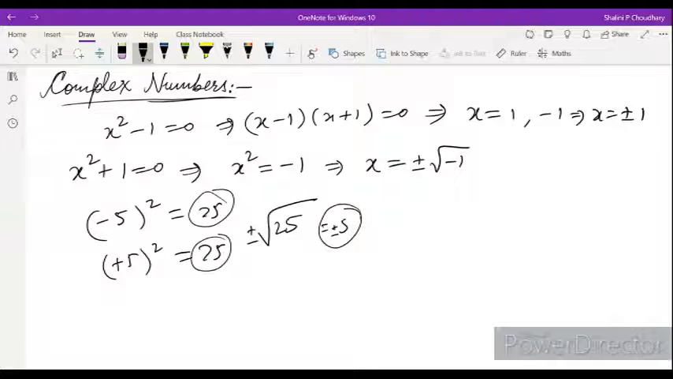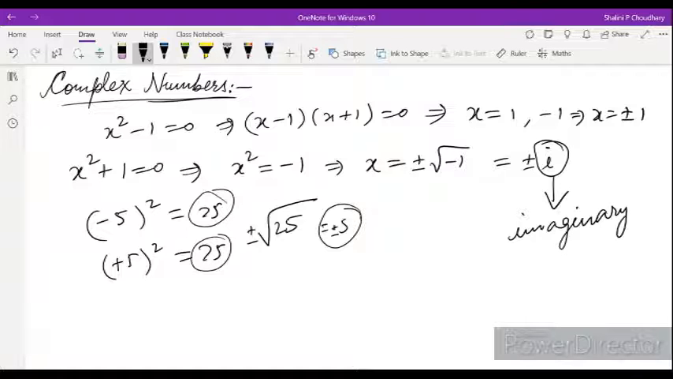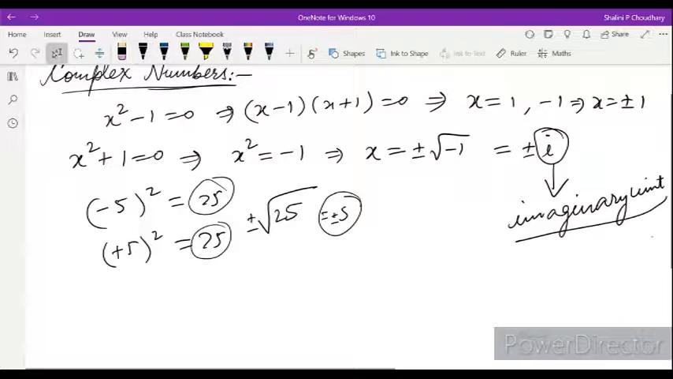But if we have to find out the square root of a negative number, what will we get? So isse hum kehte hain i, plus minus i. So i is basically the imaginary unit. Okay, imaginary unit. Now what is i? i is the imaginary unit. It means i ka value, i square ka value will be minus 1.